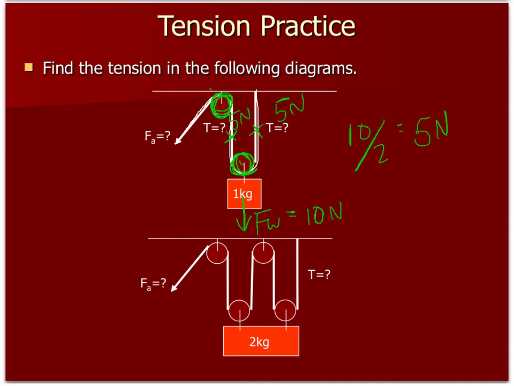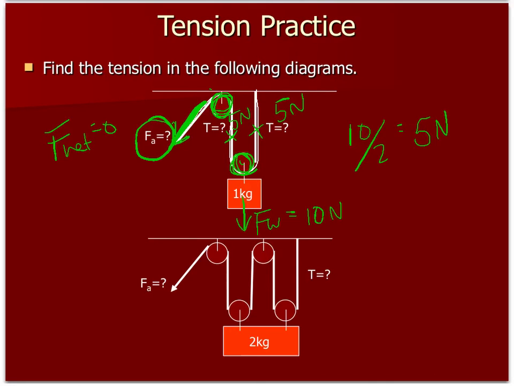Now, as long as this system is not accelerating, I know that the F net is going to be 0, and so that means that that applied force that I'm holding on to this rope with right here has to be equal and opposite to that tension, so that would be 5 newtons as well.